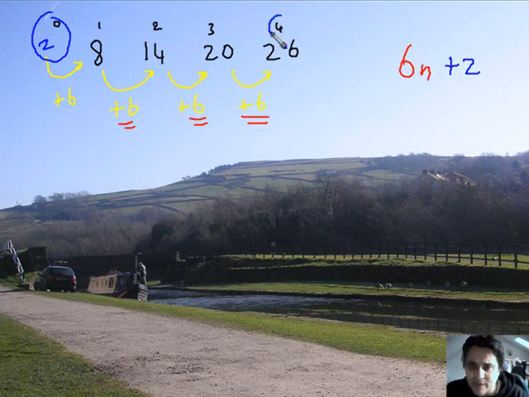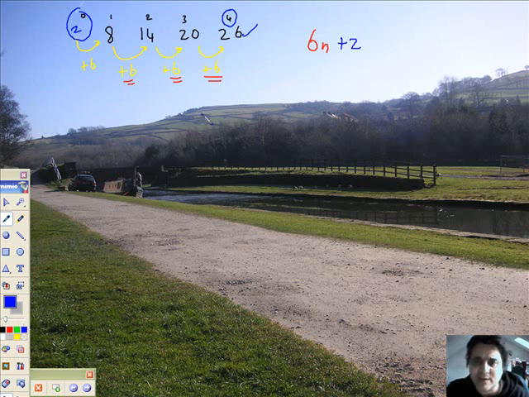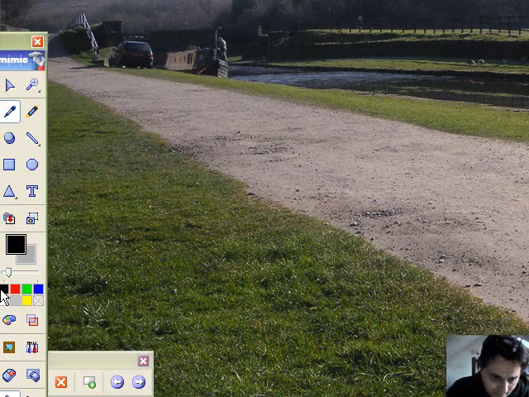6 fours, using that one right there. 6 fours are 24 plus 2 makes 26. That's correct. Let's test it with a 3 now. 6 threes are 18 plus 2 makes 20. So I'm totally convinced, I'm happy with that one. Next one. Let's try the next one.